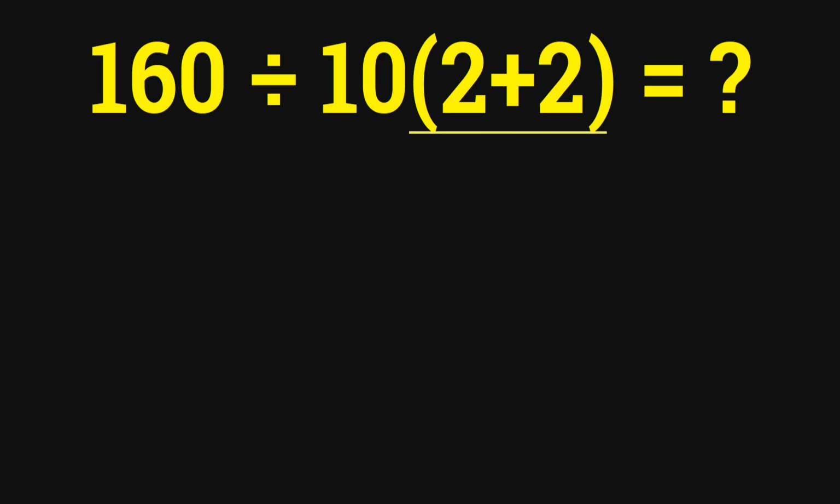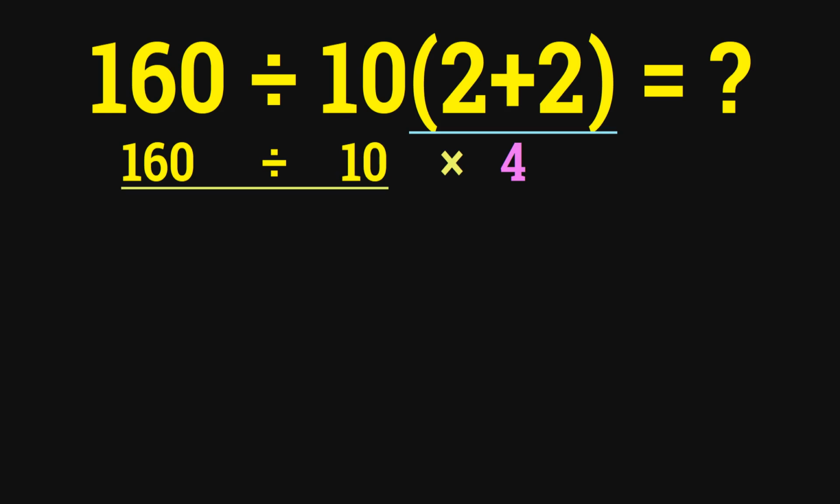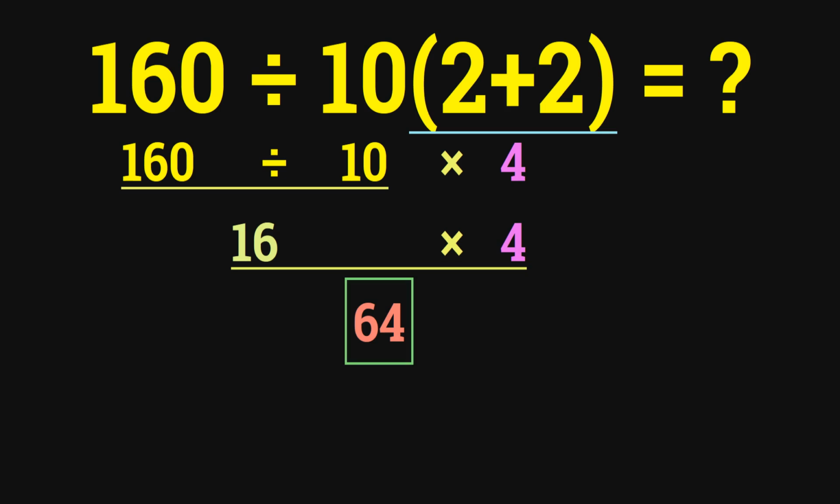We have 2 plus 2 equals 4. So 160 divided by 10 times 4. Now we have this division and this multiplication. Let's take this division. 160 divided by 10 gives us 16 times 4 gives you 64. So this was our final answer to this problem.